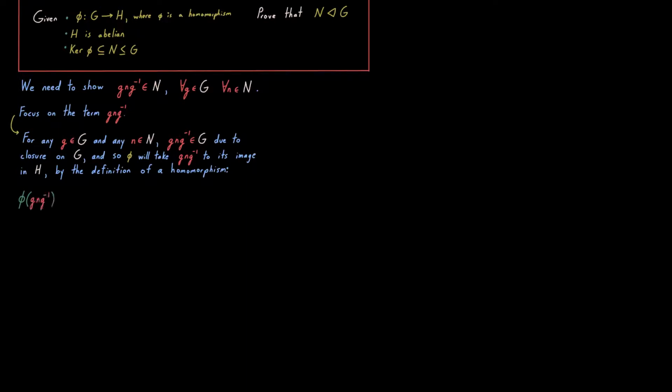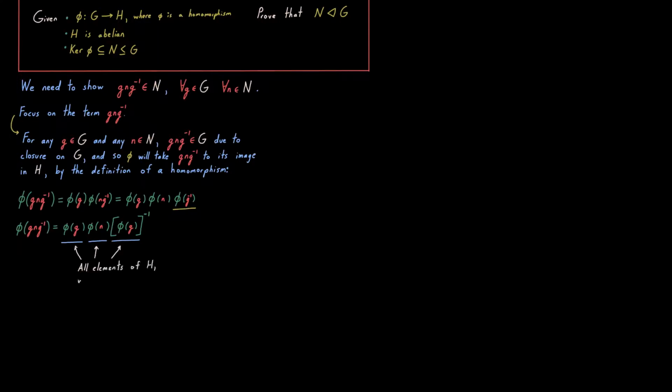Furthermore, we can utilize homomorphism properties to break up phi of g n g inverse into a product of three things like so: phi of g, phi of n, phi of g inverse. And that third term, underlined in yellow, we can utilize our inverse property from the first video to bring that inverse to the outside, so to speak. And now all three of those terms underlined in blue are elements of H.